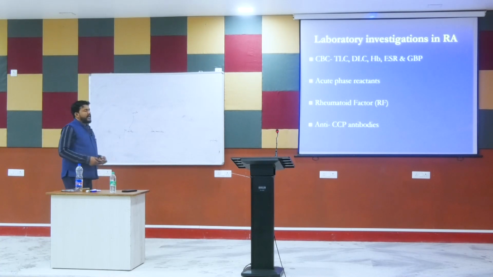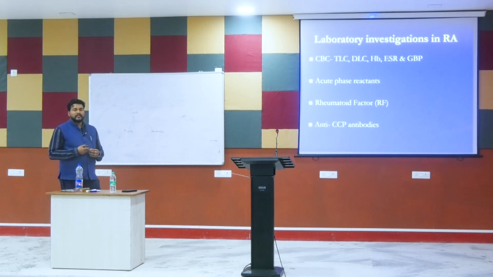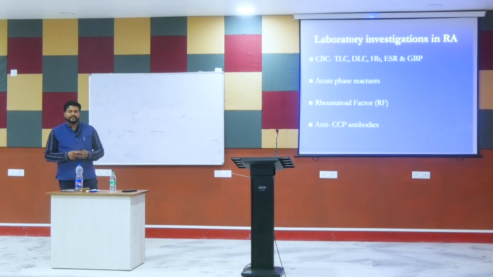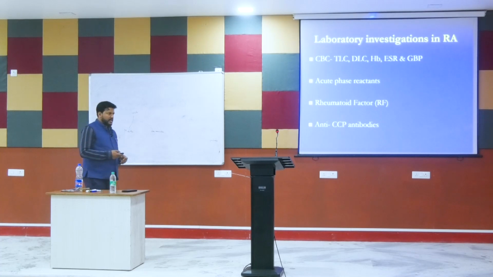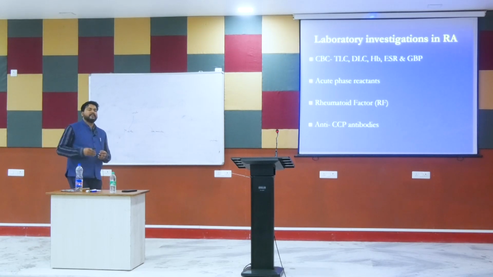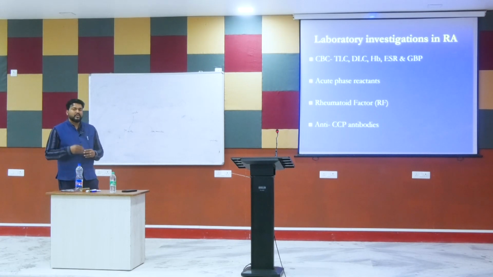Some acute phase reactants. What are acute phase reactants? Haven't you heard the name? There are some proteins or agents that can be elevated or decreased during inflammation. Like CRP. C-reactive protein can be elevated in any condition that causes inflammation in your body. So a high CRP indicates ongoing inflammation inside your body.